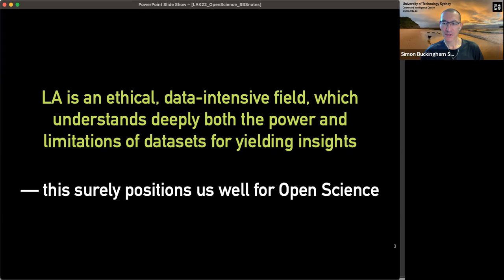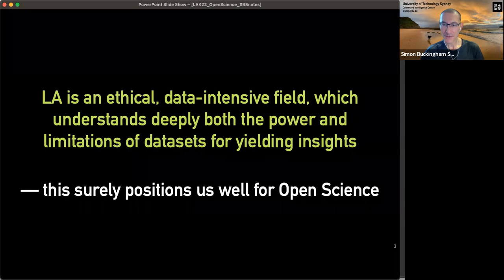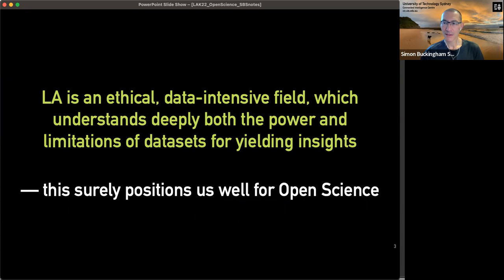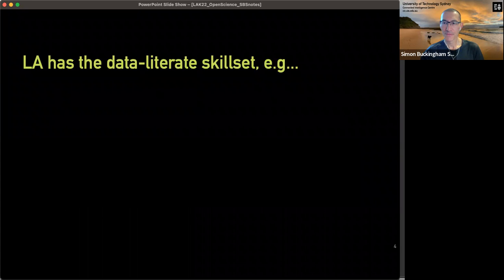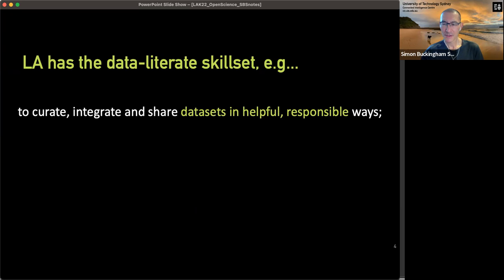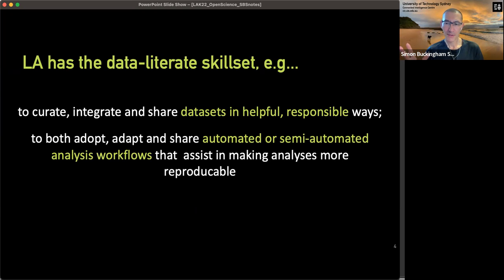So arguably this positions us well for open science. We know that data is never raw. We know that classification schemes have politics. We know that insights don't just drop unproblematically from visualizations, et cetera, et cetera. So I'll put it to you that we have a data literate skill set that many other disciplines don't bring. We know how to curate and integrate and share data sets in helpful, responsible ways. We know how to both adopt and adapt and share automated or semi-automated analysis workflows to help with making analyses more reproducible. Not all fields know what a Jupyter notebook is or have automated data workflows.